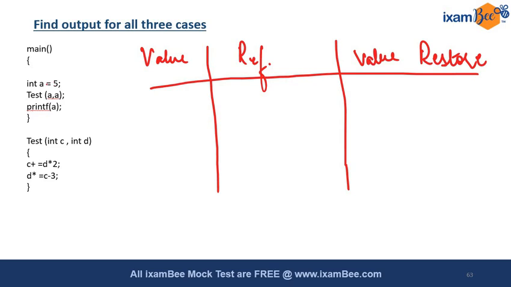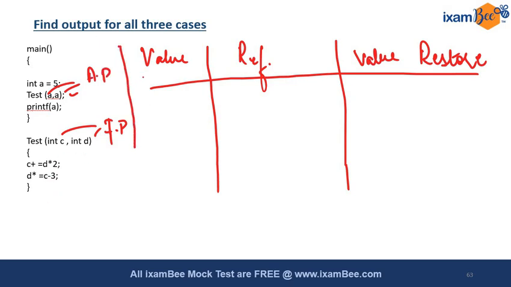We have this program here. We have main, then int a equal to 5, then a function test which takes the parameter a, and then one printf. Then we have the body of test in which c and d are the formal parameters. Here a and a are the actual parameters, and then we do some manipulation.